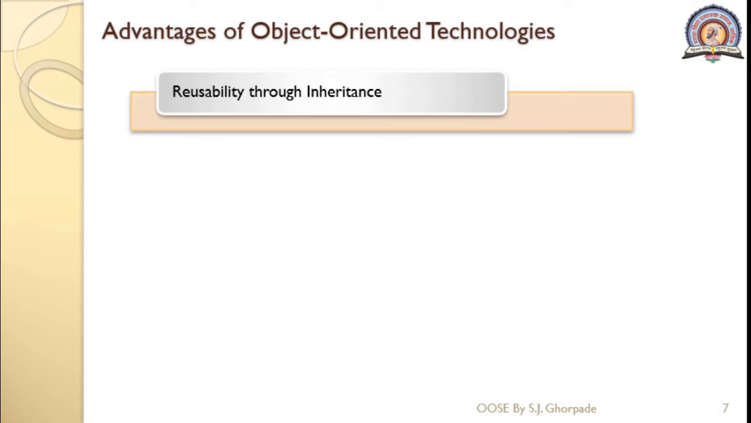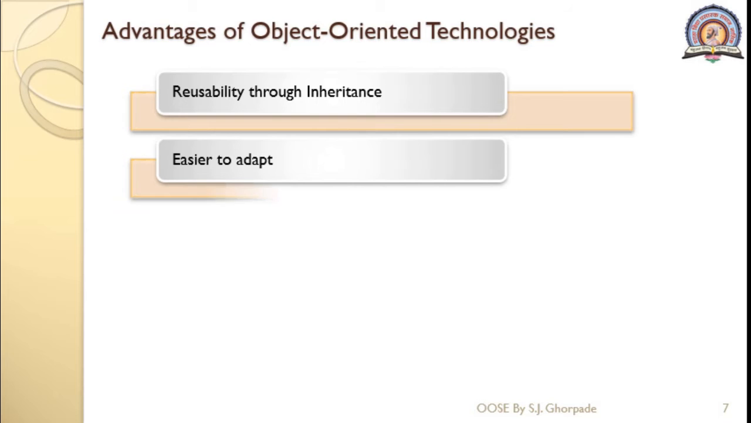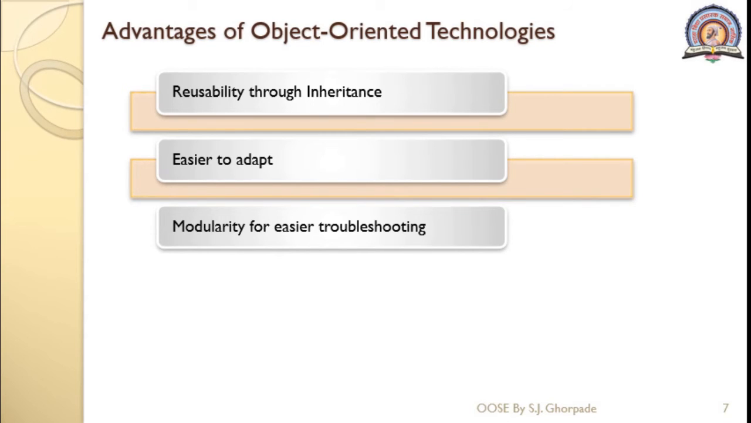Reusability means we can reuse the same code many times through an inheritance mechanism. Through implementation of inheritance, we can reuse the code. Then, easier to adapt means though the changes are frequently given in a problem domain, those changes are easily adapted and can be designed and implemented easily in object oriented technologies. Modularity for easier troubleshooting.